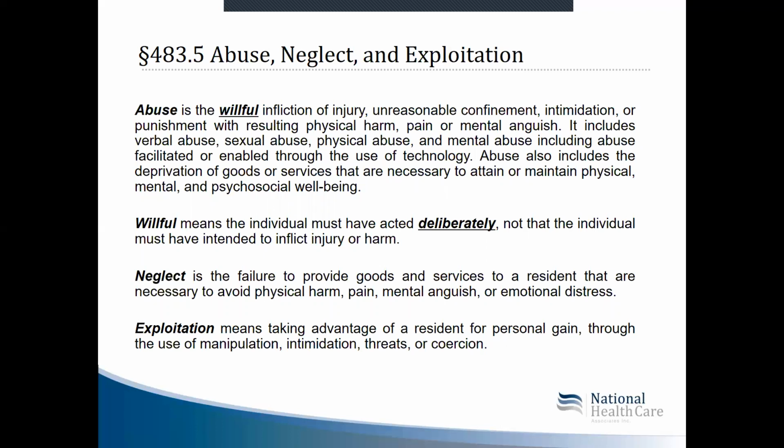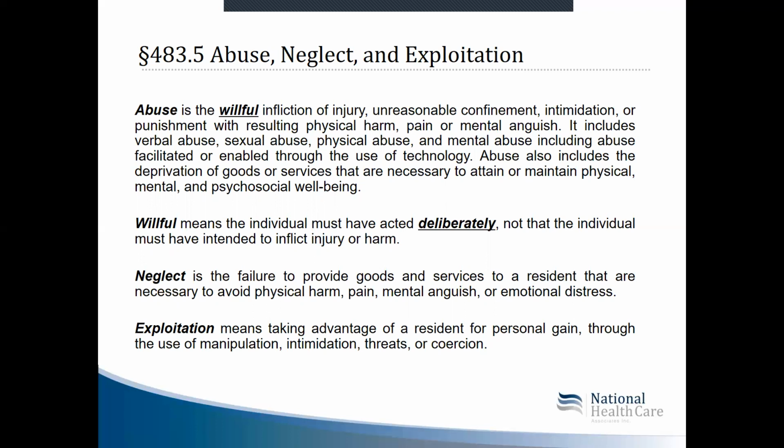Abuse is the willful infliction of injury, unreasonable confinement, intimidation, or punishment with resulting physical harm, pain, or mental anguish. It includes verbal abuse, sexual abuse, physical abuse, and mental abuse, including abuse facilitated or enabled through the use of technology. Abuse also includes the deprivation of goods or services that are necessary to attain or maintain physical, mental, and psychosocial well-being. Neglect is the failure to provide goods and services to a resident that are necessary to avoid physical harm, pain, mental anguish, or emotional distress.